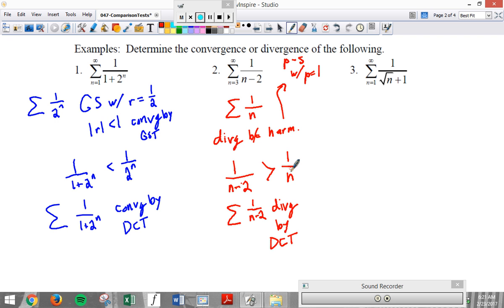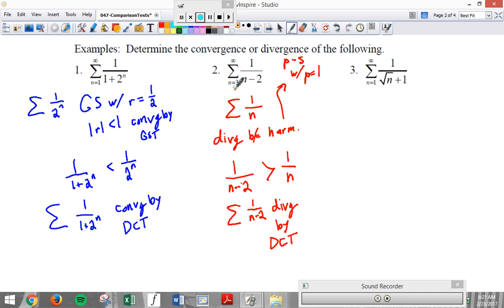Diverging smaller means the parent series, the original series, diverges. Converging bigger, the original series converges, by the direct comparison test.